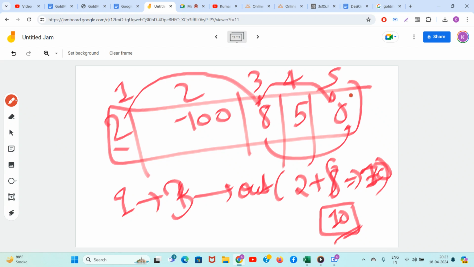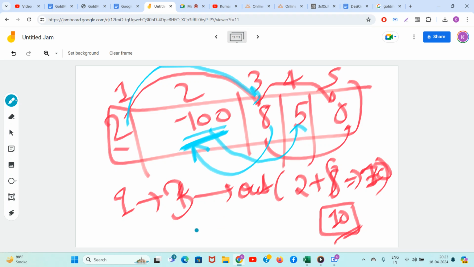Everyone knows 2 to 8, 8 to 0, 10 rupees. Minimum. What you can do, guys? Backward, backward. 2 to 8. Now you go from 8 to -100. Wow, awesome, awesome. Now you go from -100 to 5.